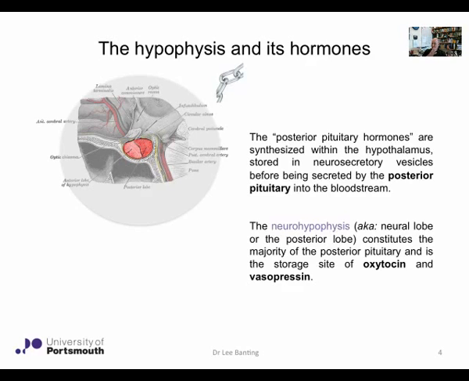Okay, so the neurohypophysis, which is the neural lobe or the posterior lobe of the hypothalamus, is the storage site for oxytocin and vasopressin. We're treating the two peptides in a very similar fashion because they are closely related, and it impinges on what we're going to discuss about drug development for oxytocin compounds, which is why we're discussing them together.